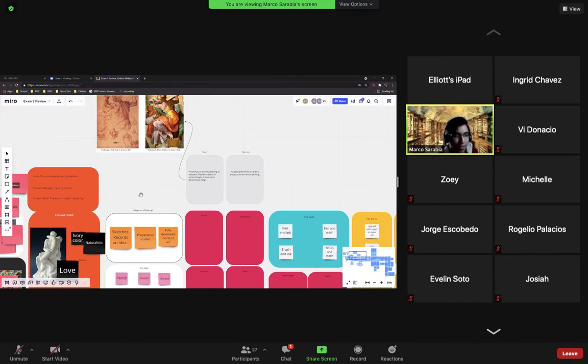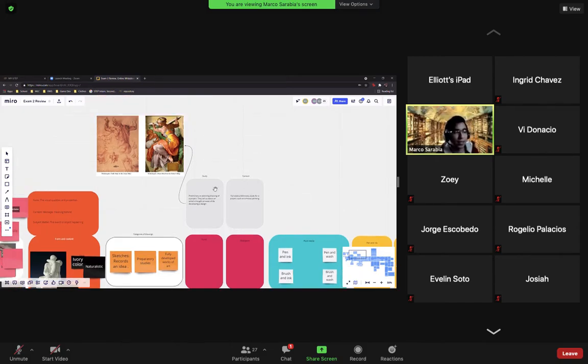Now, there's 2 other types of studies. There's the regular study, which is a planning of a drawing, right? Just like I said, it's like the inner piece. And there's a cartoon, which is the actual full-scale preliminary study.